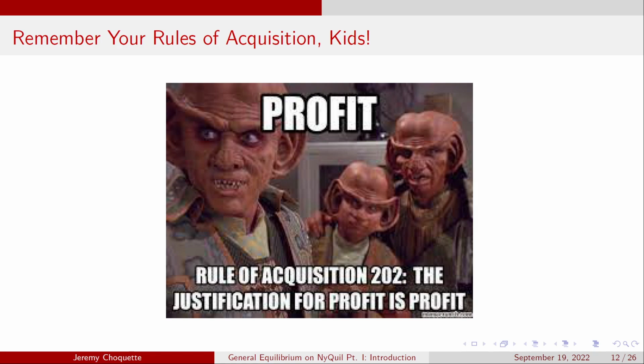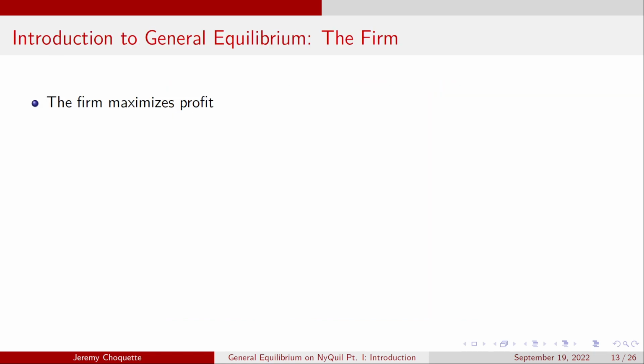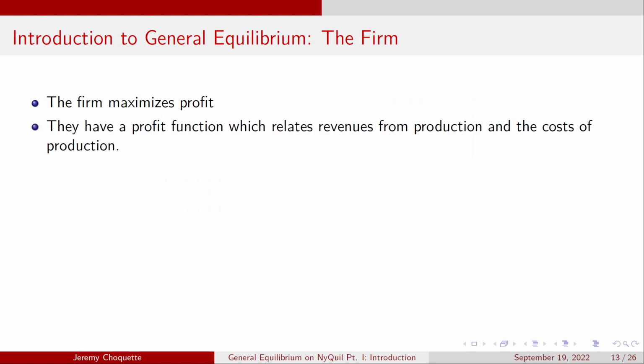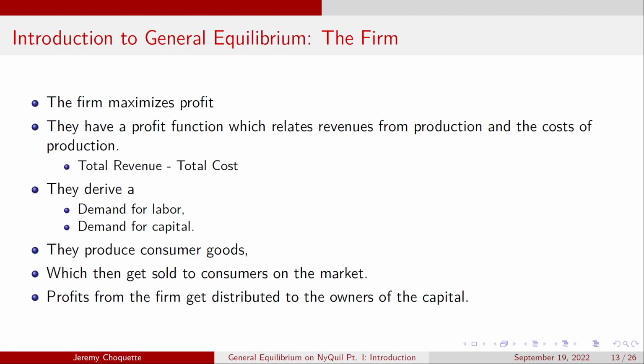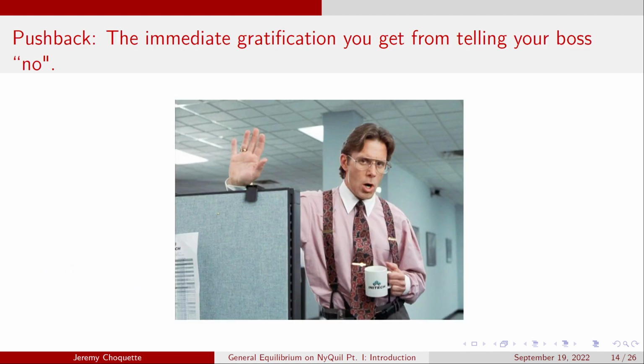So Quark would be very pleased with these types of models because the firm maximizes profit. They have a profit function which relates revenues from production and the costs of production. So it's total revenue minus total cost. They derive a demand for labor and a demand for capital. And they produce consumer goods, which are then sold to the consumers on the market, and profits from the firm get distributed to the owners of the capital.